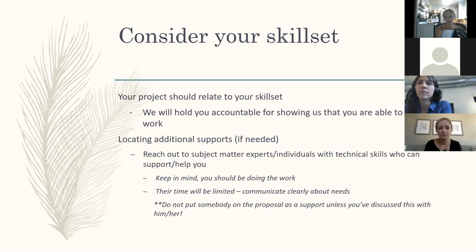Part of your proposal requires you identifying who's going to help you with different types of things that are going to be needed for your project. And so we'll look at that later, but you will need to list people, and you need to keep in mind that you should be doing the work. They should be giving you advice or guiding you, but you should be doing the work for your project. You also need to keep in mind that people's time is limited, so you need to be communicating clearly with those people about what your needs are going to be as you move forward in your project. And don't put somebody on the proposal unless you've discussed it with them.